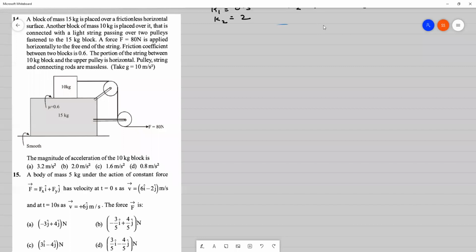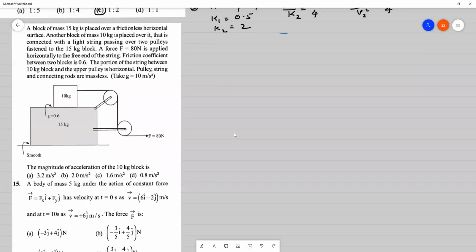Now let us do the 14th problem. The 14th problem here is a kind of block on block problem. In case of a block on block problem, this force will be directly applied to either this or this. In this case, there is a different setup here. So usually in a block on block problem, what you will do is, this is kept on a frictionless surface.